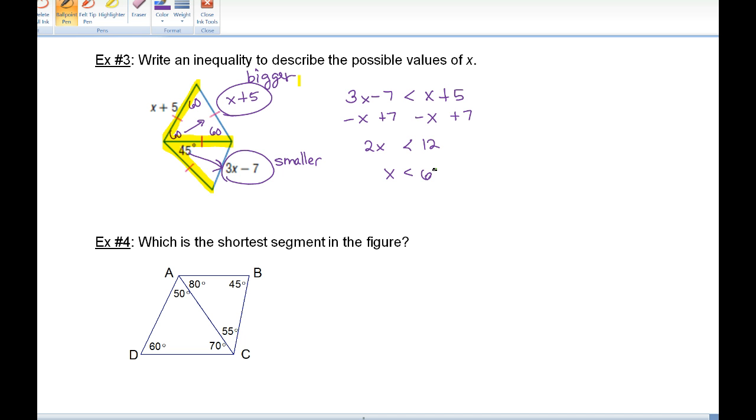The 3x minus 7. Why do I want that one? Because it's the smaller one. I'm very confused. Me too, I just guessed. No, it's because, okay, go ahead, Corey.